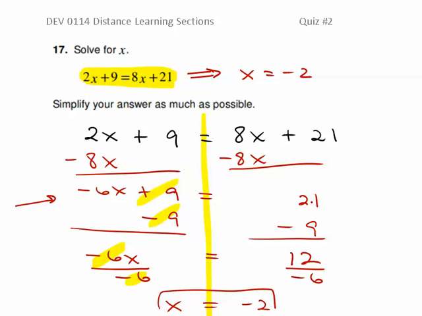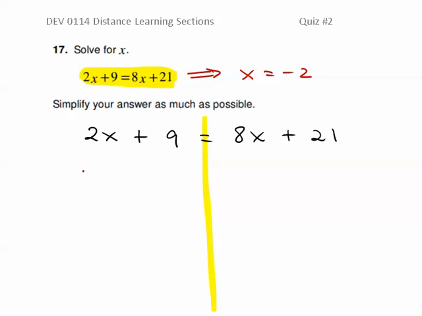So that's important. You can move the terms to whatever side you want, but just be careful in that the variable and the constants have to be on opposite sides of the line, or that equal sign, before you use your division. So let's go ahead and check our answer. To check it, what we do is we replace the variable with our answer. So x is equal to negative 2, and we do that on both sides.